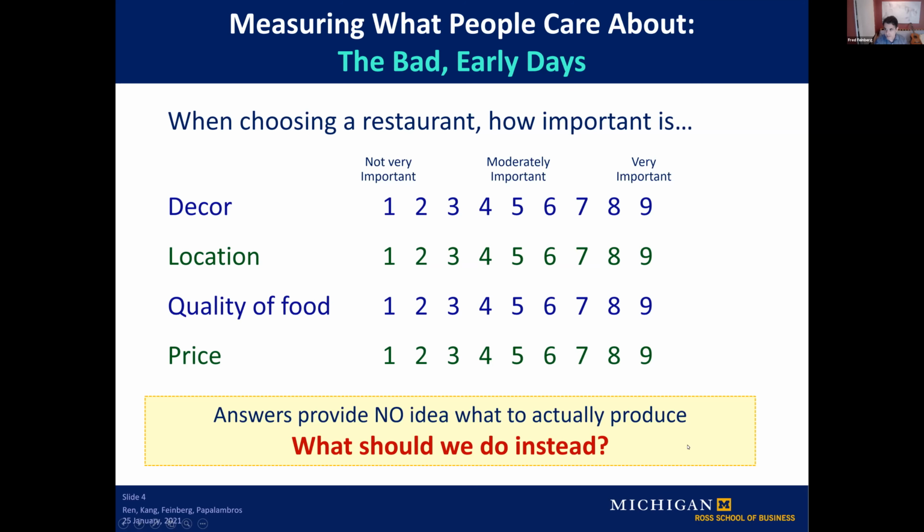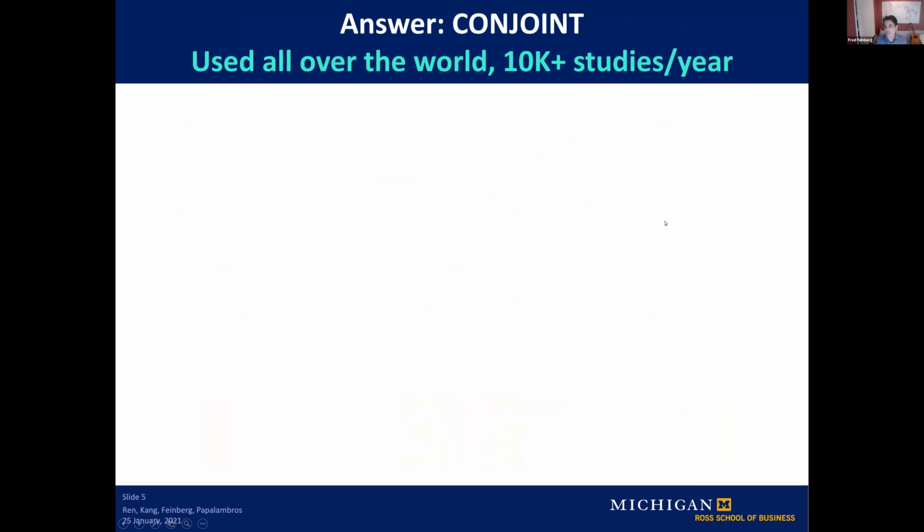I know what you're all thinking because we all teach it, and that is conjoint. This is like our greatest hit. I think it's in 4 of our MBA classes here at Michigan in marketing. It's used all over the world, at least 10,000 studies a year. And the key ideas, I think, are that we give people product profiles, not just little attributes at a time, and we ask them to do some type of trade-offs.